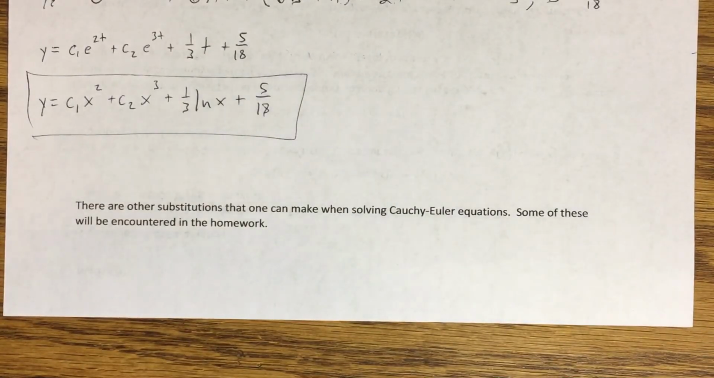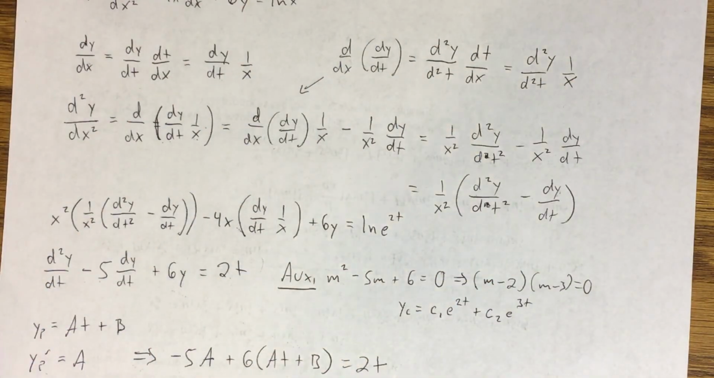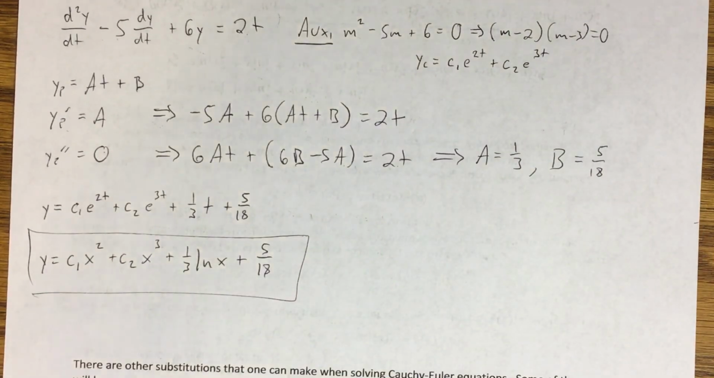Okay? Like I mentioned before, I have a little note down here. There are two other substitutions that your book talks about in this section, but the approach is essentially the same as what we do here. You have to do this preliminary work, finding derivatives in terms of your new variable t, make all the substitutions, and then solve and substitute back at the very end. Okay? That's going to be it for Cauchy-Euler equations.